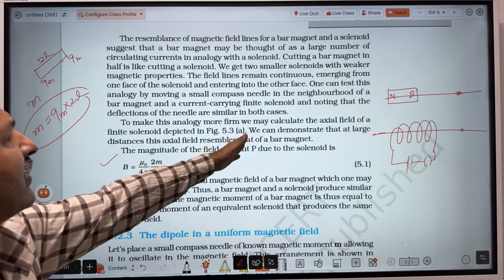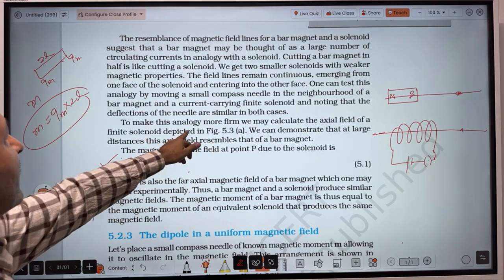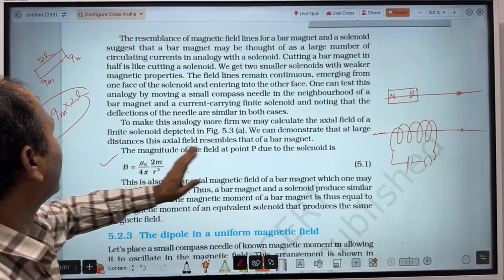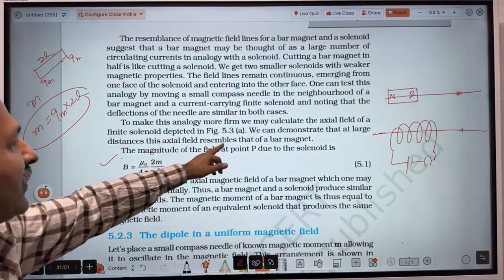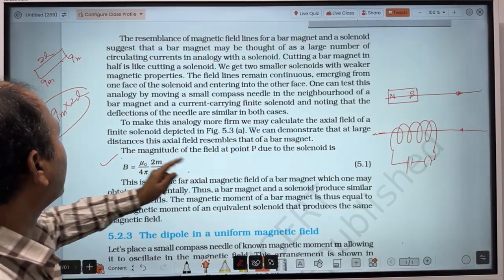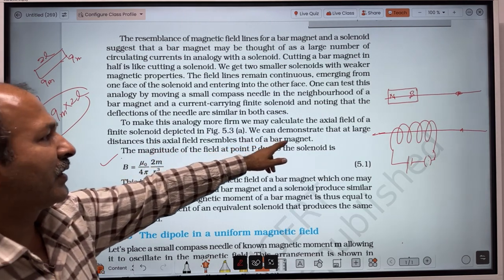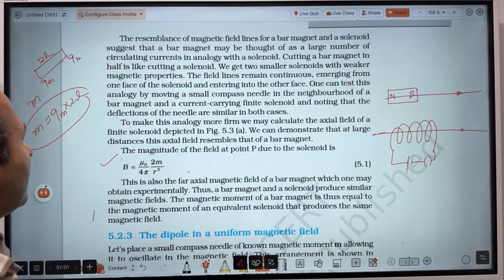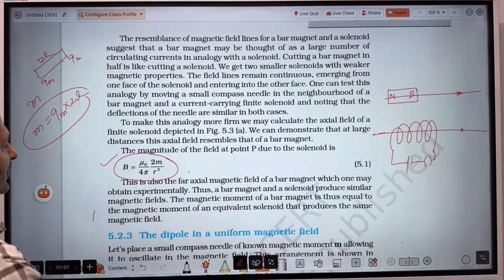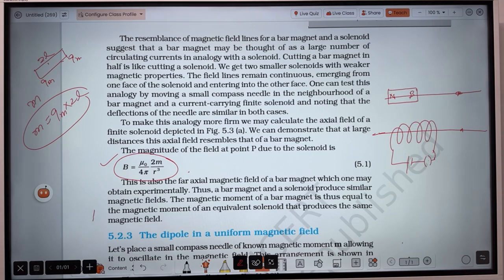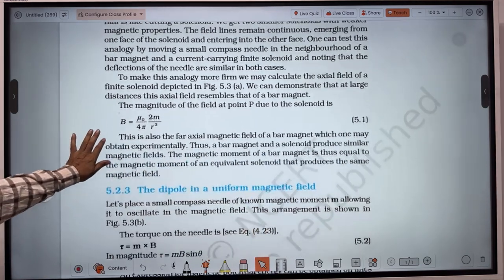So that is why the same thing is written here, that to make this analogy more firm, we may calculate the axial field of a finite solenoid depicted in the previous figure. We can demonstrate that at large distances this axial field resembles that of a bar magnet. So both have the same result, like this. Here r is the distance from the center of the magnet, so that we will calculate.